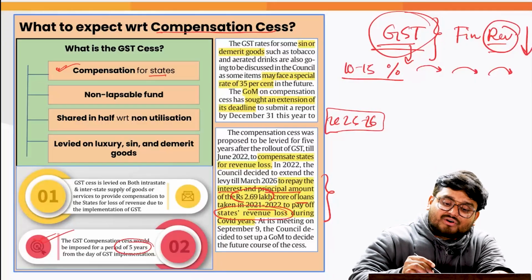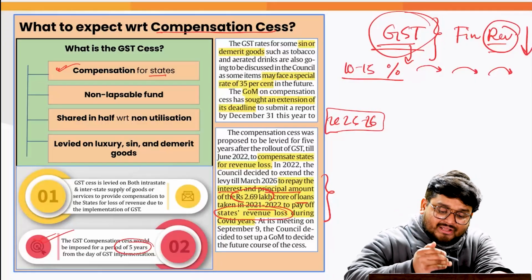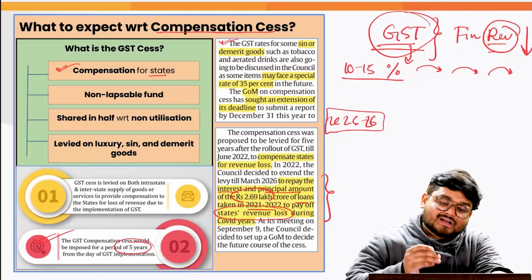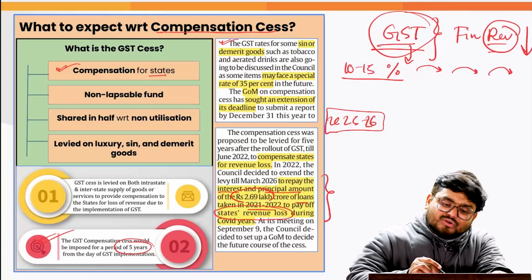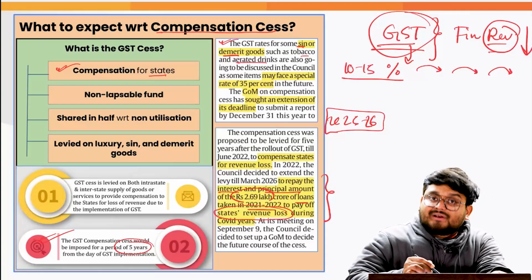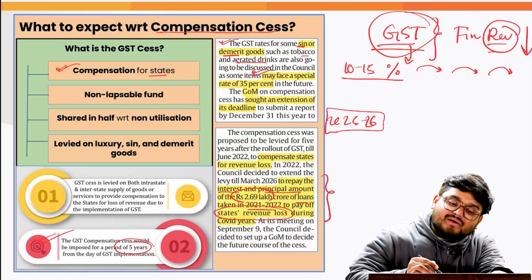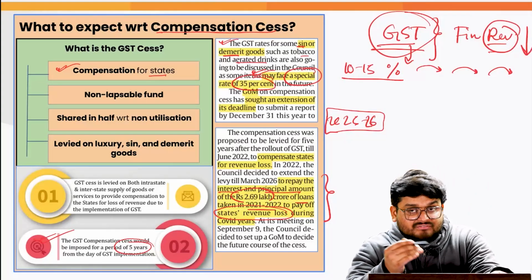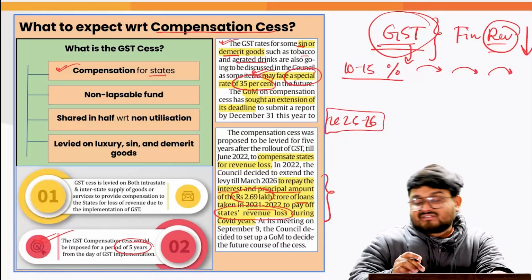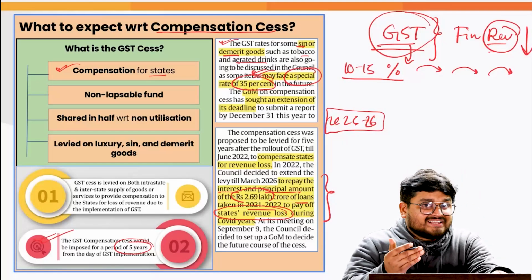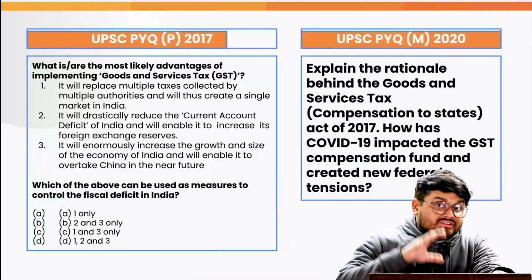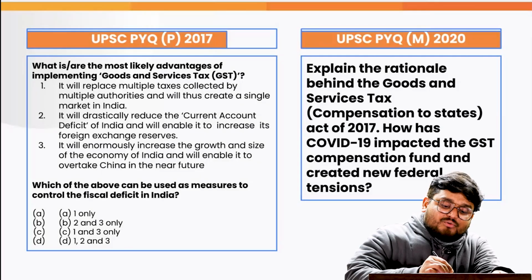So this is how we have to understand the recent meeting. They will also be discussing the GST compensation cess, correct? So for some sin goods or demerit goods such as tobacco and aerated drinks, this will be discussed, and they can face a special rate of 35% in the future, right? And this is where the GST compensation cess will already be raising the prices of this kind of goods and services too. Now with reference to this, we have a PYQ from 2017.